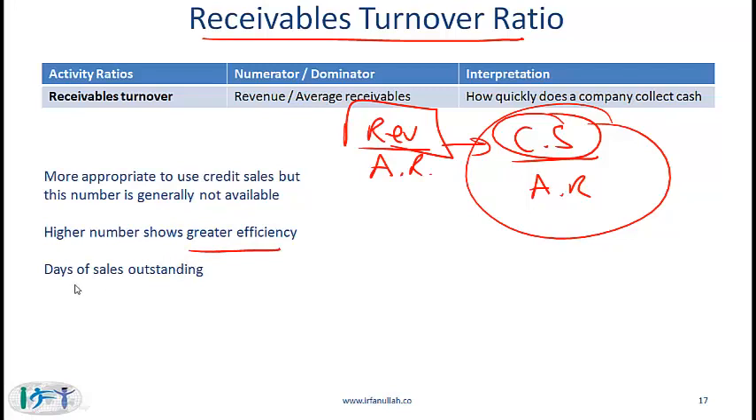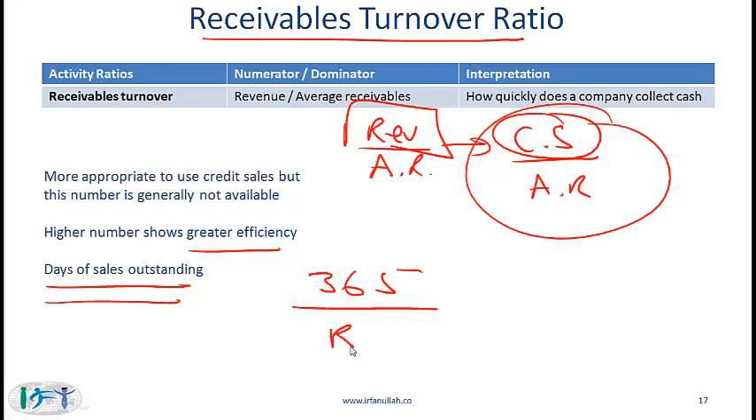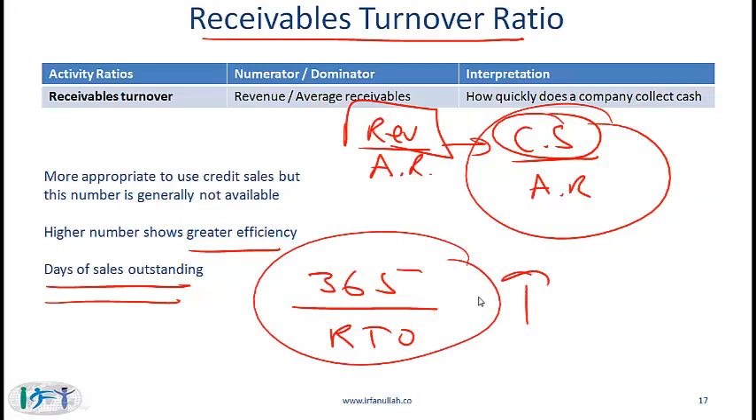We also need to calculate the days of sales outstanding. This again is the number of days in a period. If we are considering a year, then we have 365 days divided by the receivables turnover ratio. If this number is large, that means that it takes us a long time to collect our receivables.